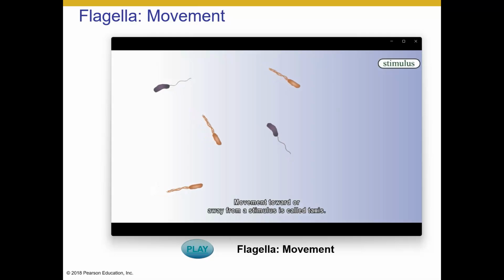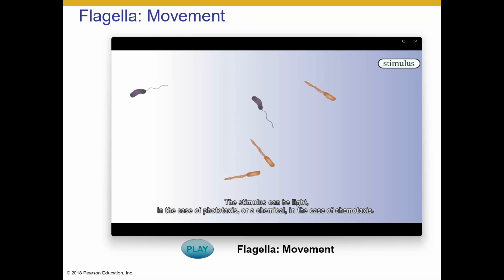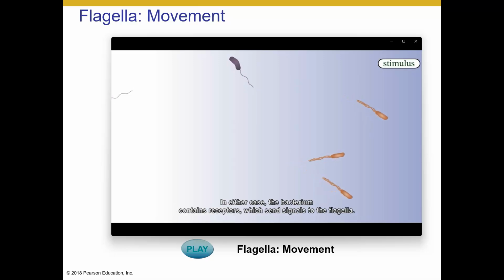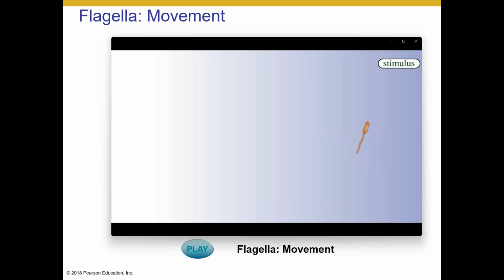Movement toward or away from a stimulus is called taxis. The stimulus can be light in the case of phototaxis or a chemical in the case of chemotaxis. In either case, the bacterium contains receptors which send signals to the flagella. In the case of positive taxis, or motion toward the stimulus, tumbles become less frequent when the cell moves toward the stimulus, and more frequent when the cell moves away from the stimulus.